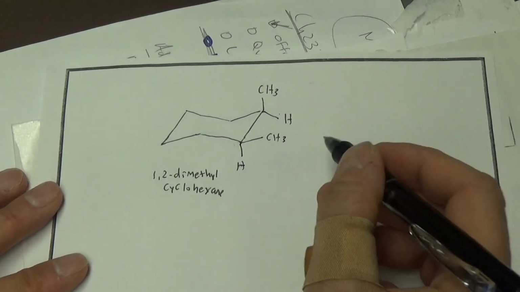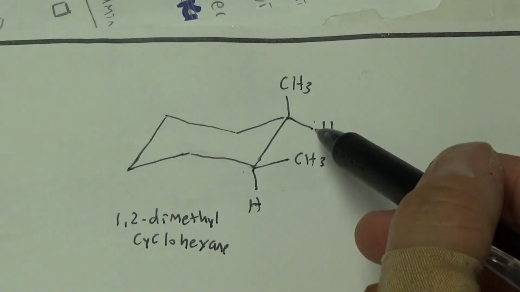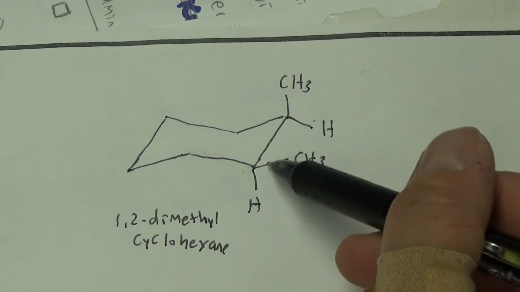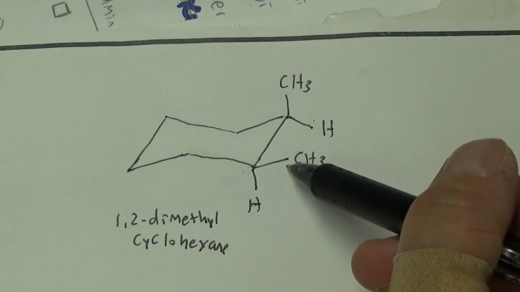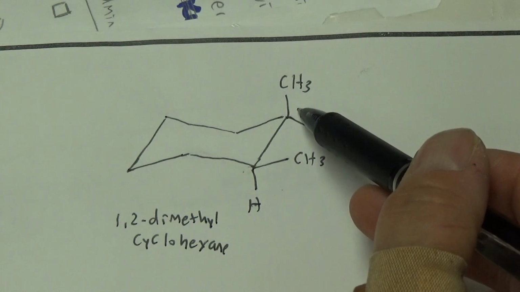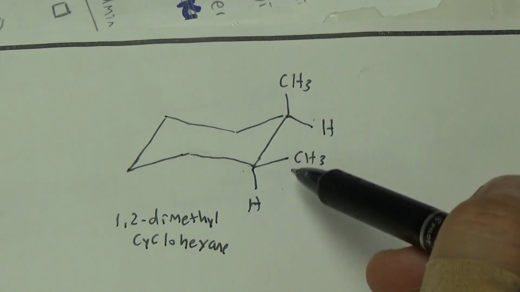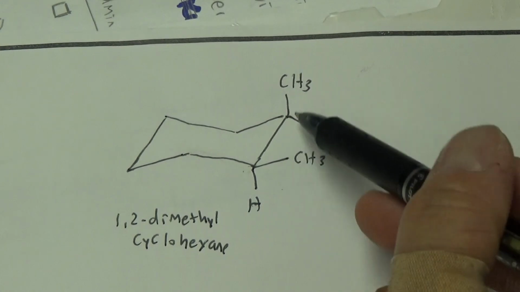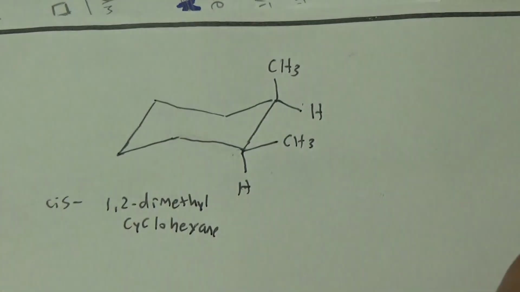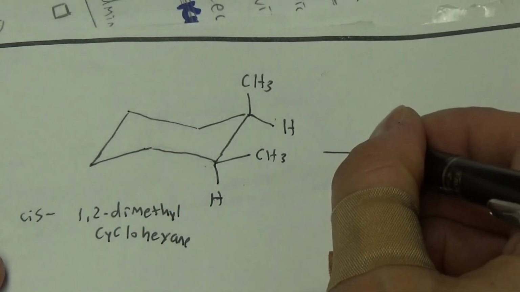Is it cis or trans? Looks kind of, they're in opposite directions, right? When you're looking at cis and trans, you're not caring about what's axial and what's equatorial. You're looking at the relative orientation, right? So this is up, that's up. That's up, that's up, right? They're both up. So is it cis or trans? It's cis. Cis-1,2-dimethylcyclohexane, right? Let's draw the chair flipped form.